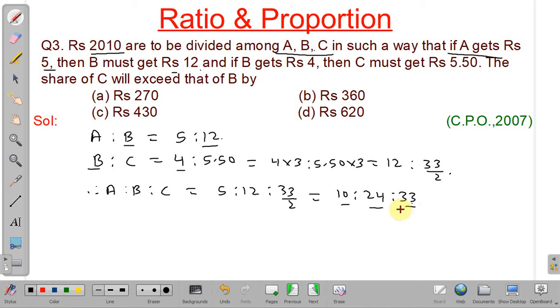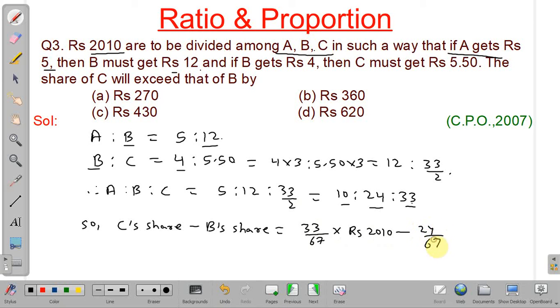And we have to find the share of C minus the share of B. So, C's share minus B's share will be equal to, as C is getting 33 parts, 33 out of 67 parts of rupees 2010 minus B will get 24 parts out of 67 parts of rupees 2010. So after calculating, we will get rupees 270. So our answer will be option number A.